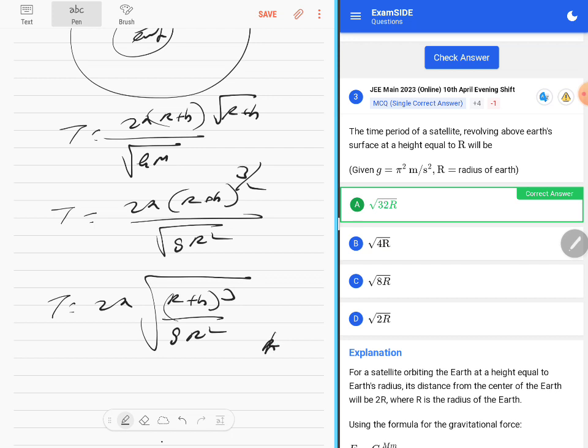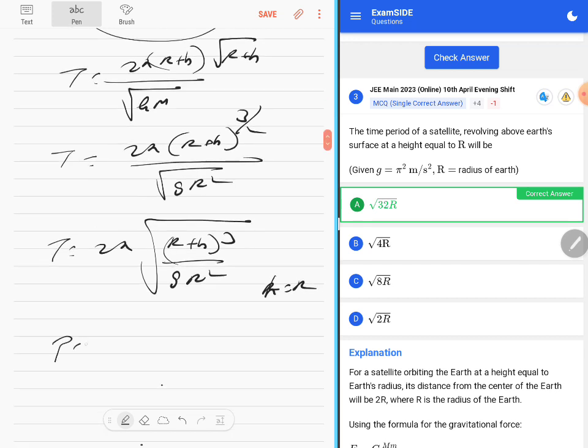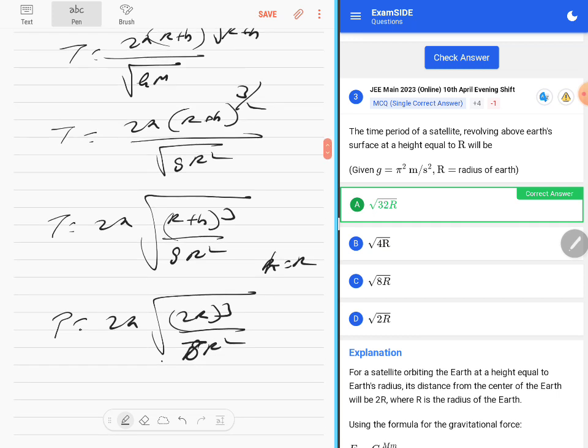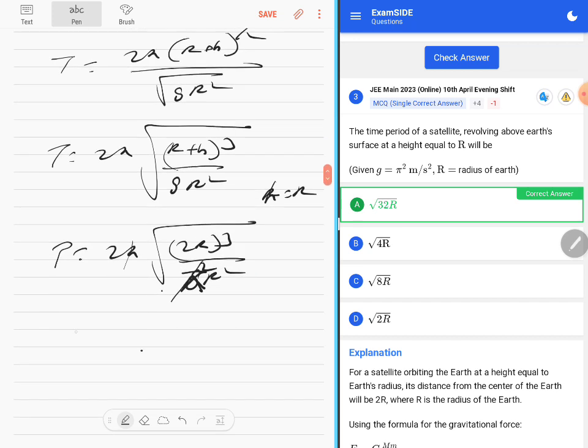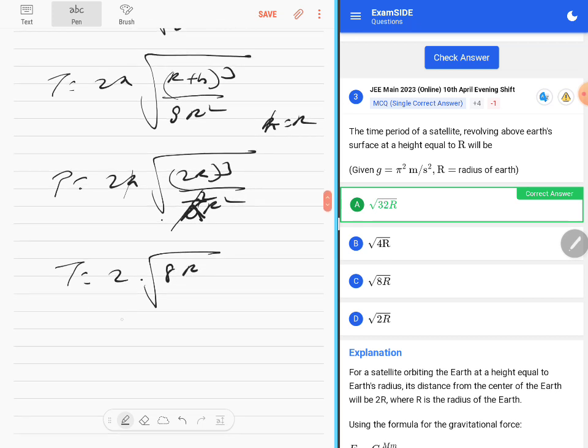Considering h is equal to r, as has been given, T is equal to 2 pi into root of (r plus r, which is 2r) the whole cube by g r square. G itself is given as pi square. When you write g as pi square, the pi and pi square outside get cancelled. T is equal to 2 into root of 8r cube by r square, which is 8r. So 2 into 2 root 2 is 4 root 2 into root r, which is nothing but root 32r. That's the time period. So the option.